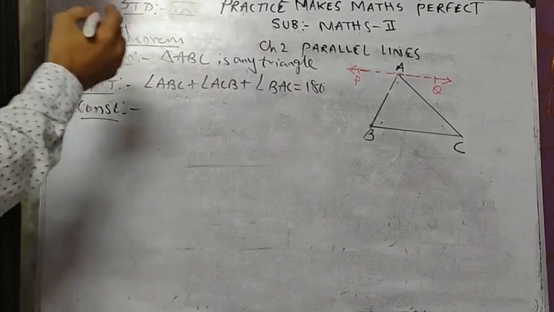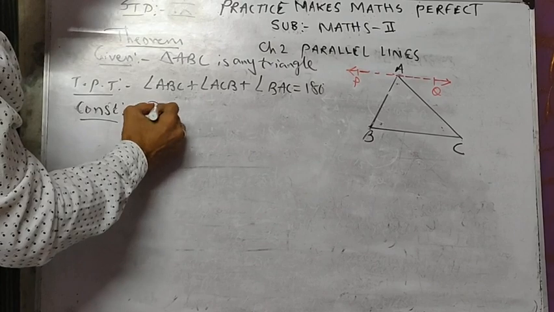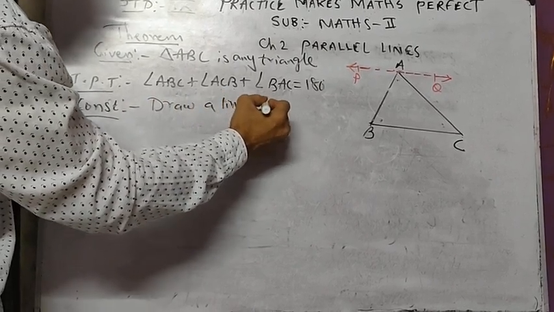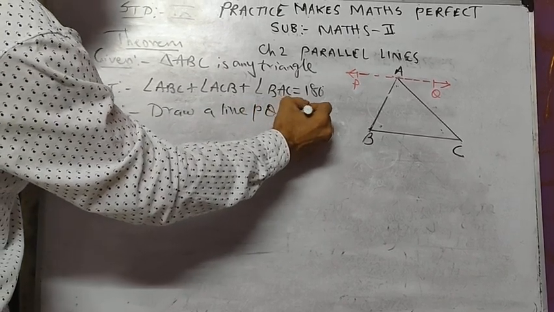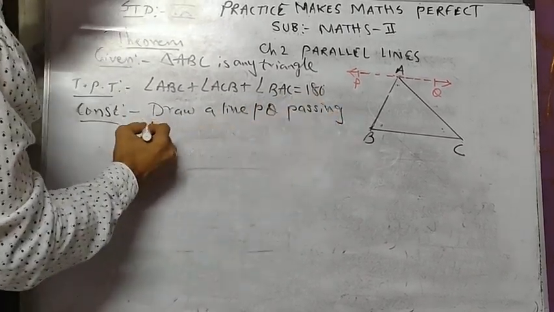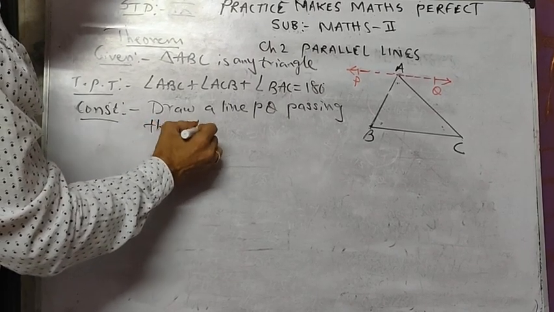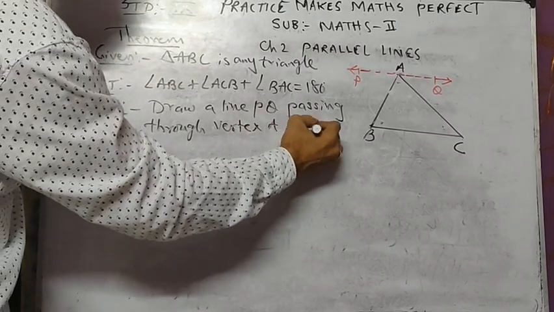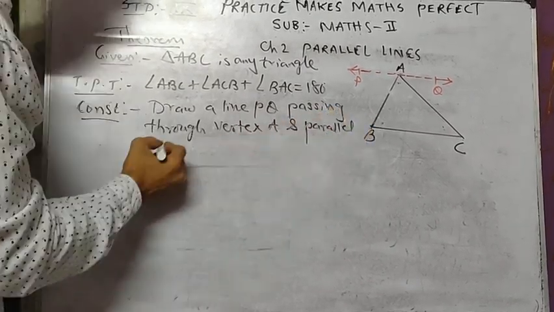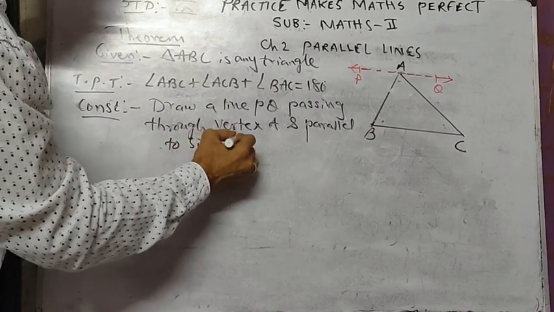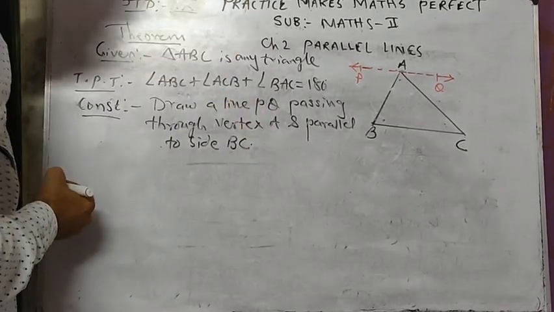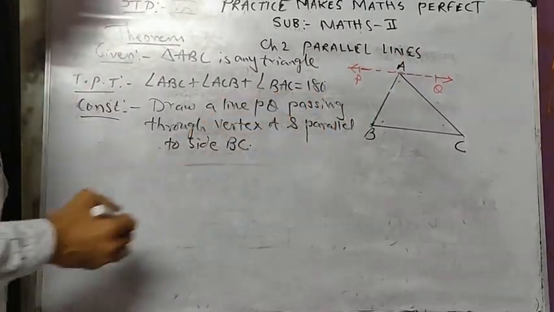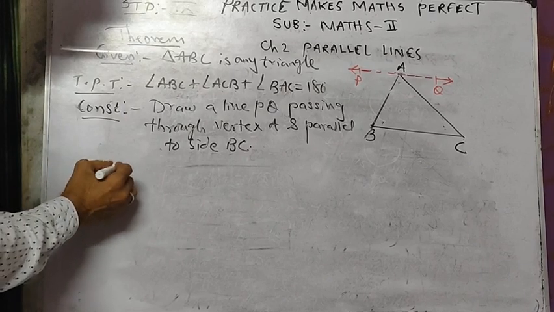So construction work is: draw a line PQ passing through vertex A and parallel to side BC, such that P-A-Q. Okay, proof.